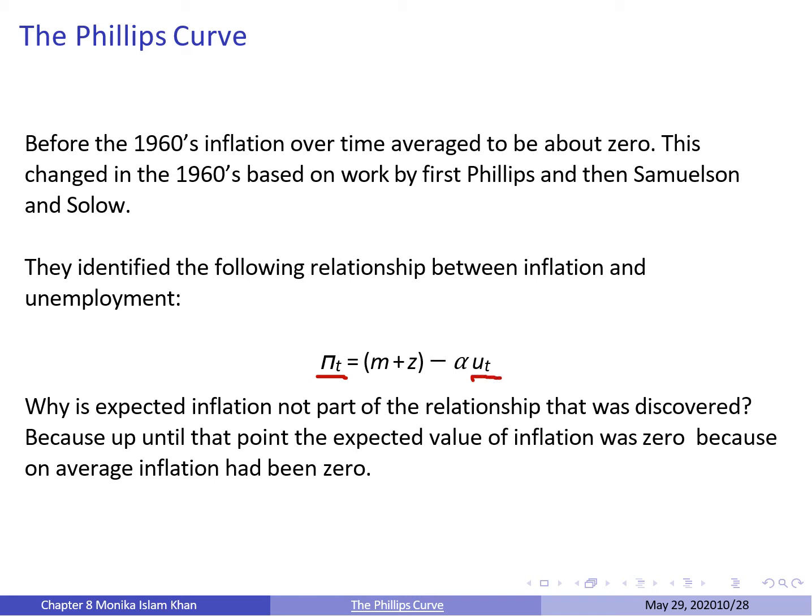Why is expected inflation not a part of this equation? Because up until that point, in its earliest incarnation, expected inflation was equal to zero, because on average, inflation had been zero. We will later include expected inflation in this equation. Although the book uses a constant pi bar, or constant average inflation here, we will consider the notation pi bar equals 0 for simplification.